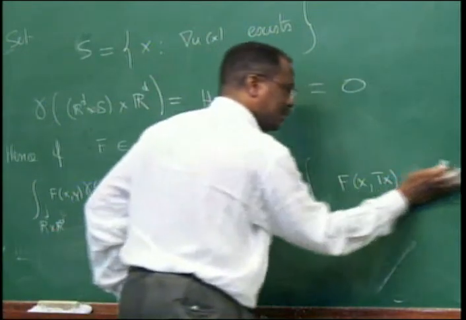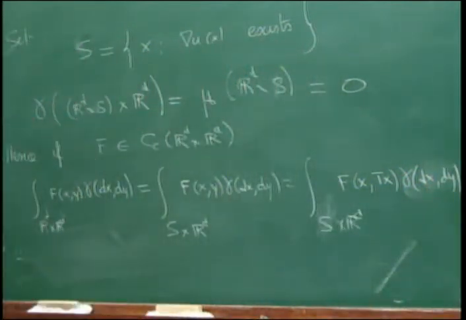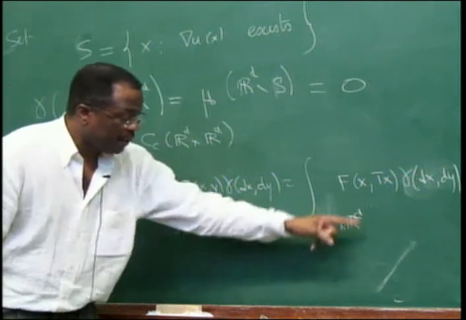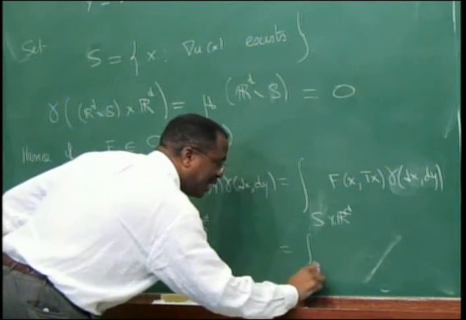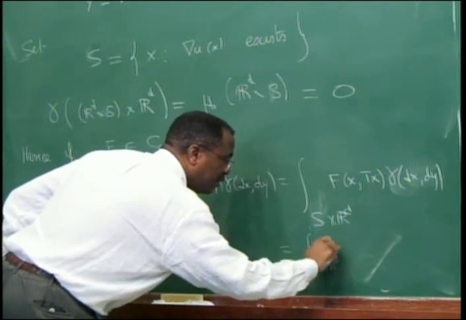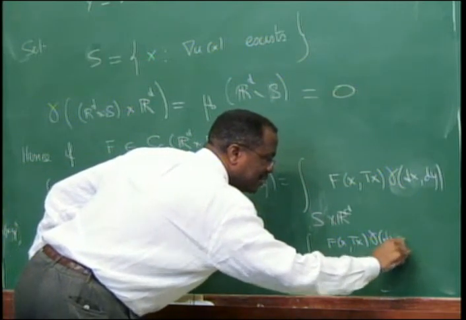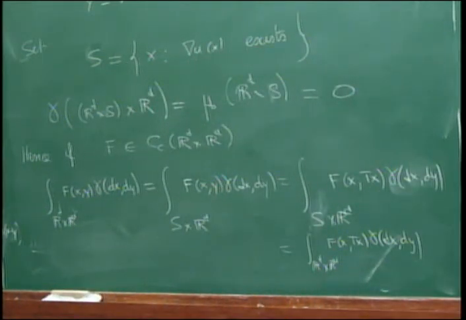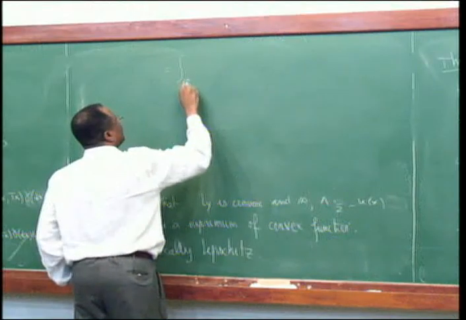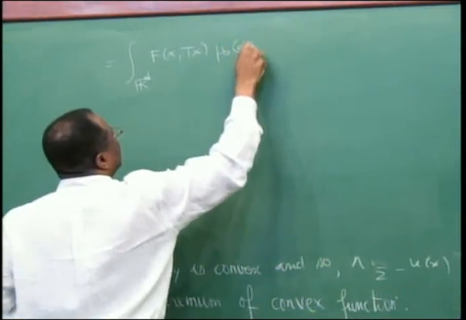This being, the complement of this being a set of zero measure, I can write that this is the integral over R^d cross R^d of f of x, T of x, gamma, dx, dy. But gamma has mu naught and mu 1 as the marginals, so I can conclude that this is the integral over R^d of f of x, T of x, mu naught dx.